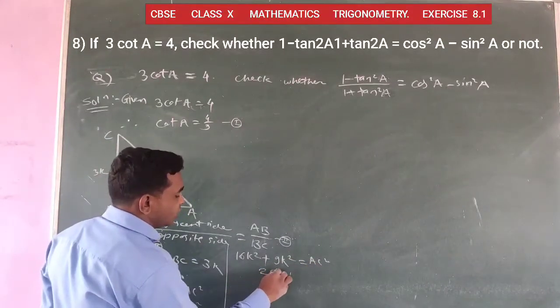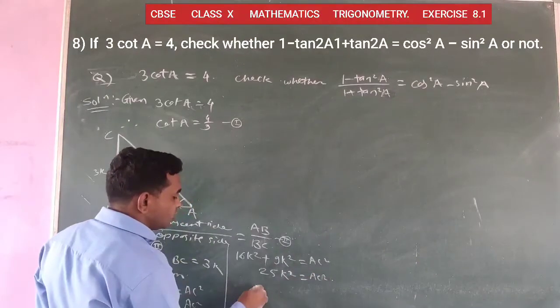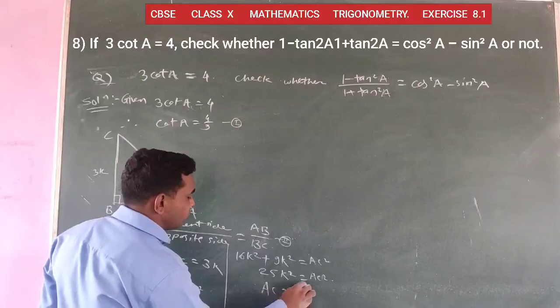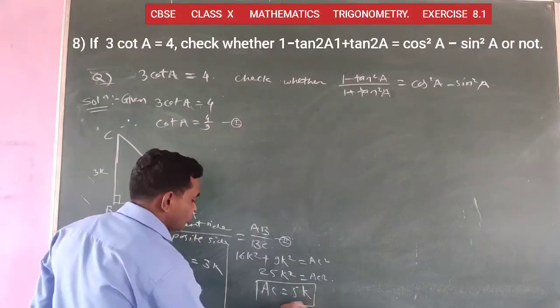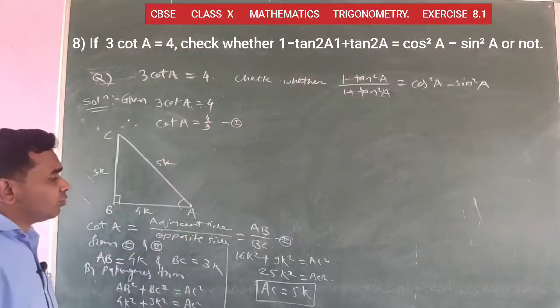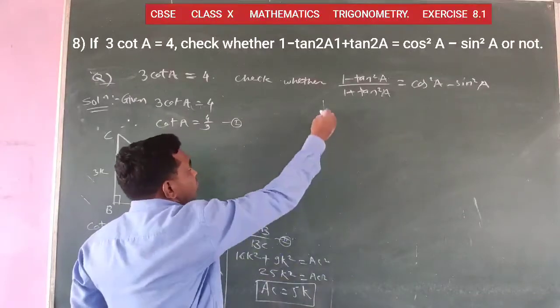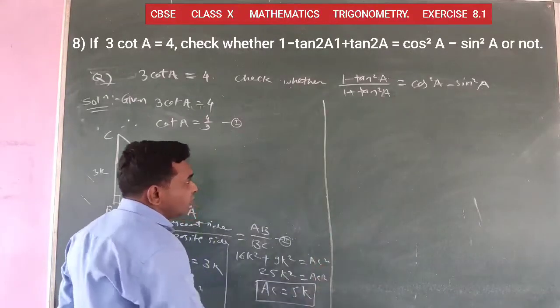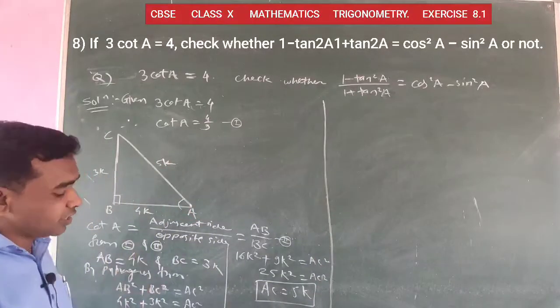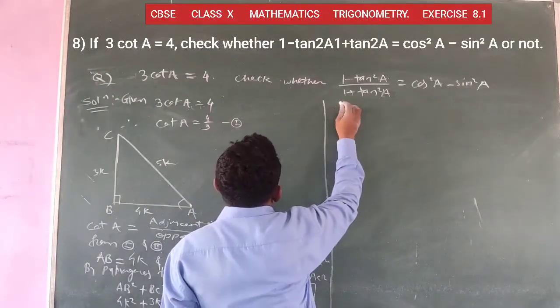So here 25k square is equal to AC square, and taking the square root, AC is equal to 5k. Hypotenuse AC is equal to 5k. Okay, so after that we just find out the ratios. Which ratios? Which are useful for our examples, that means the sine, cos and the tan.